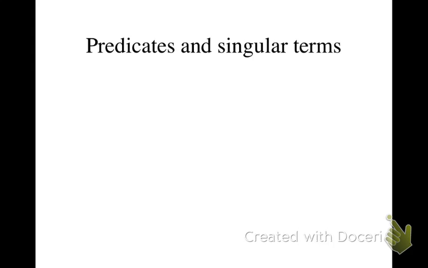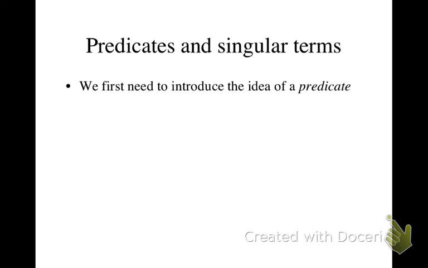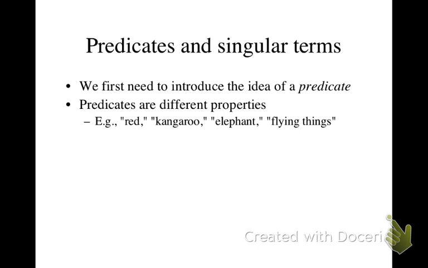This video will explain some of the special symbols that we're going to need in order to translate statements in predicate logic. So we first need to introduce the idea of a predicate. Predicates are different properties. A predicate could be the property of being red, the property of being a kangaroo, the property of being an elephant, the property of being a thing that can fly.